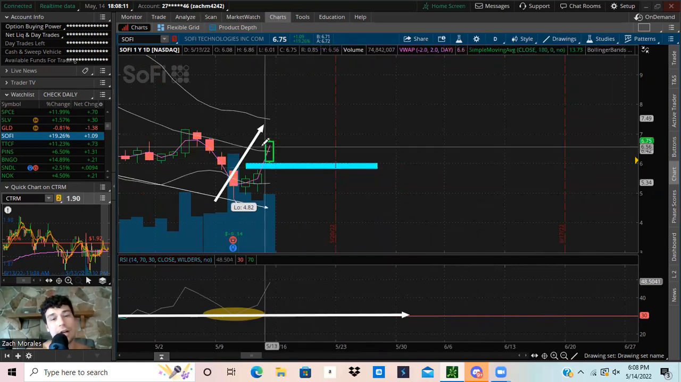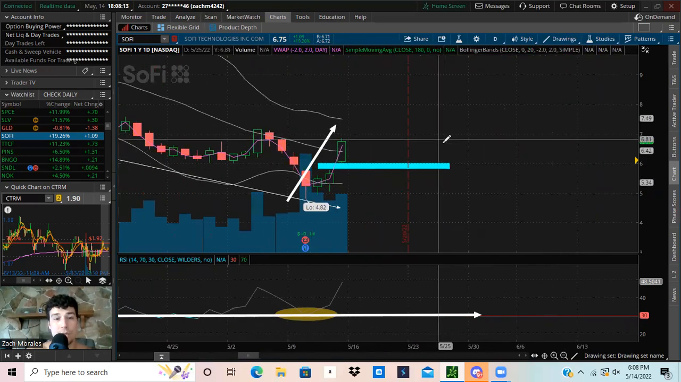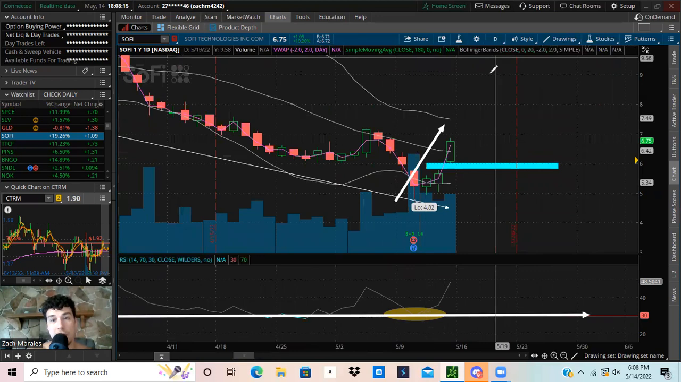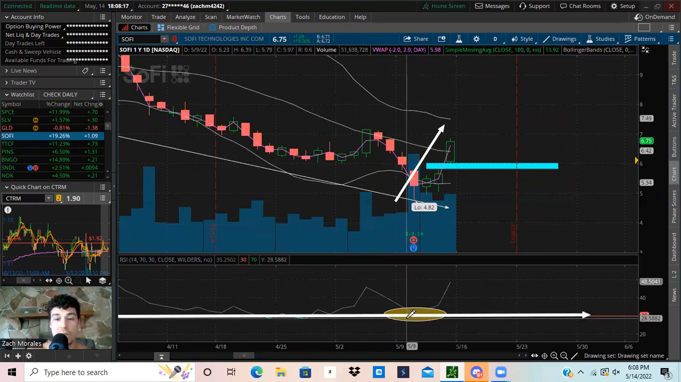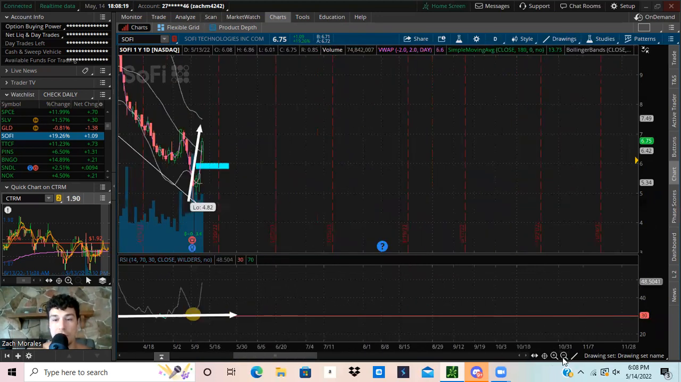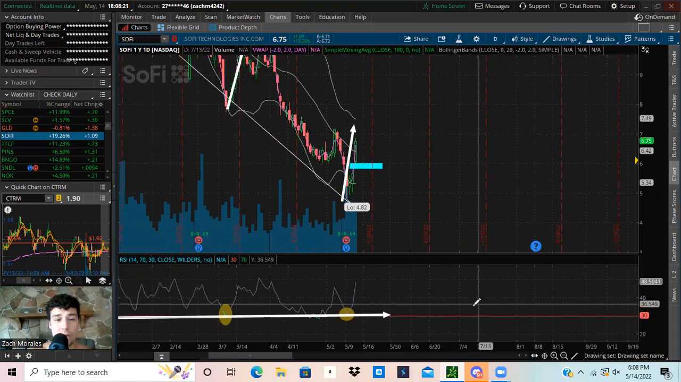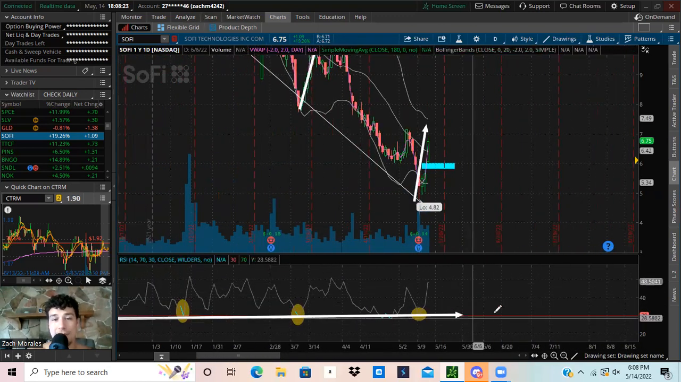I definitely like SoFi a lot as a company, but when I'm looking at the stock chart here, I'm seeing some things. We're in a downtrend, okay? We have a gap down to fill. We just bounced off of our bullish divergence, and anytime we do that, it falls shortly afterwards, right?